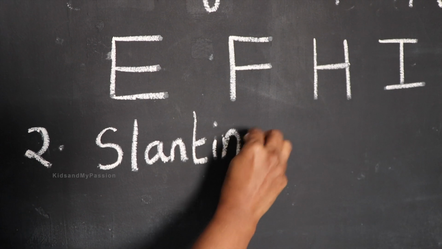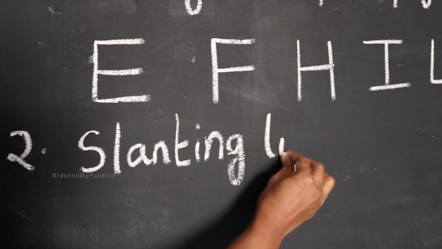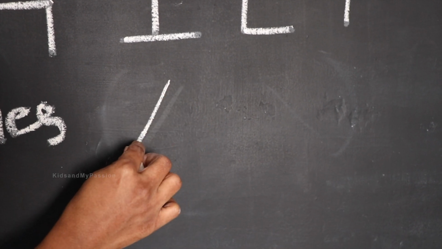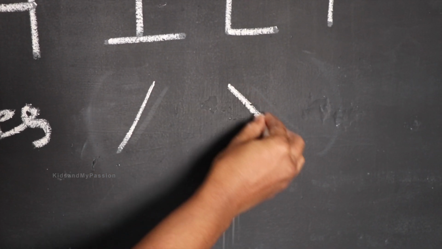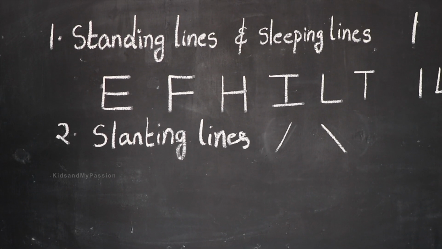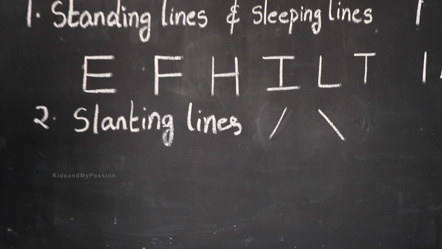Slanting lines. We have right slanting line, left slanting line. Now let's see some alphabets with slanting lines.